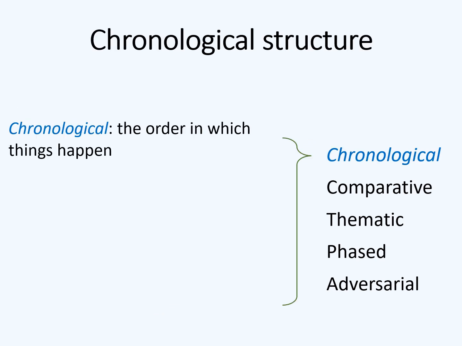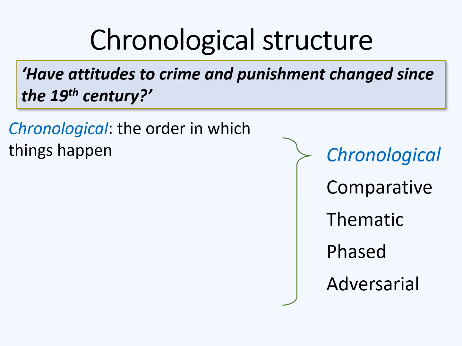A chronological structure is where information is provided in the order in which it originally happened. Chronological structures are good for essay questions that cover an extended time period. For example, have attitudes to crime and punishment changed since the 19th century?